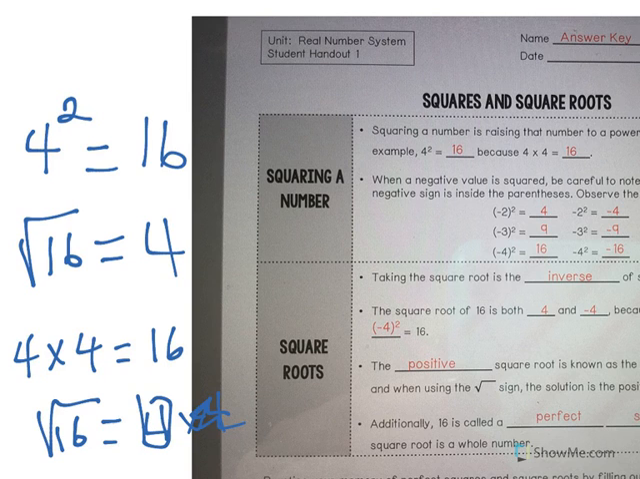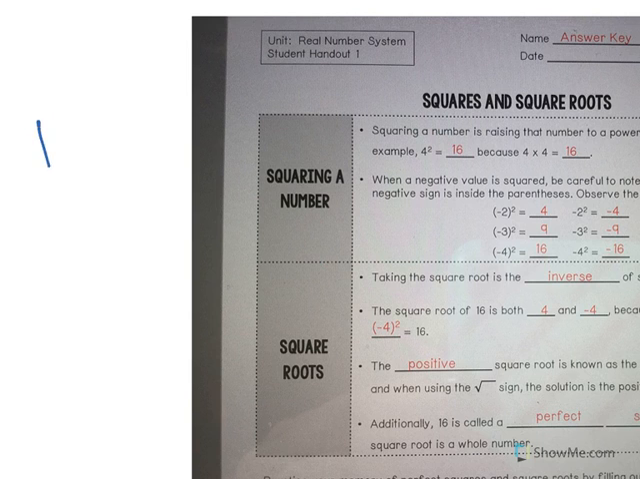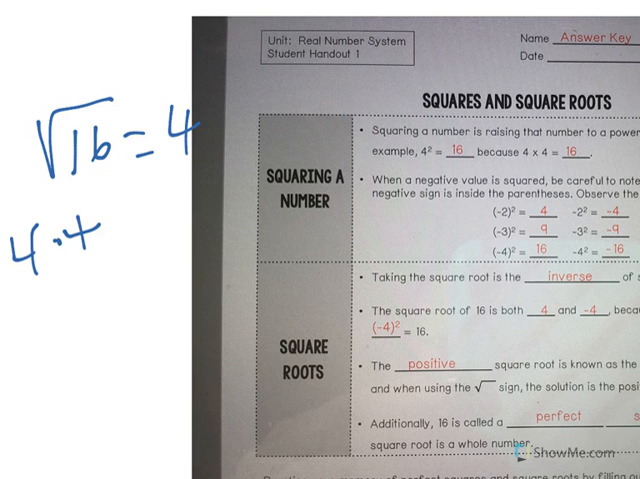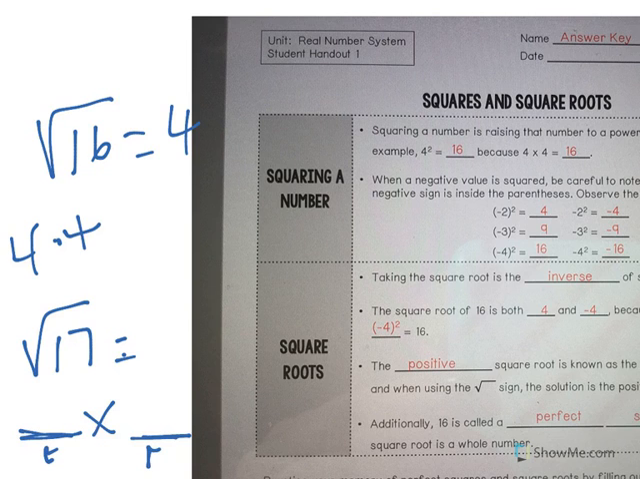Now, don't forget that it could be a negative 4, because what's negative 4 times negative 4? Well, that is just 16, right? And if I have the square root of 16, that's a perfect square because it's 4 times 4. Well, that means what's an imperfect square? An imperfect square would be the square root of 17. Nothing times itself would give you a perfect 17.